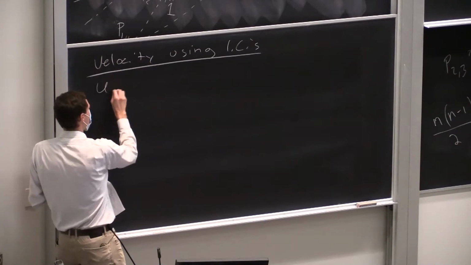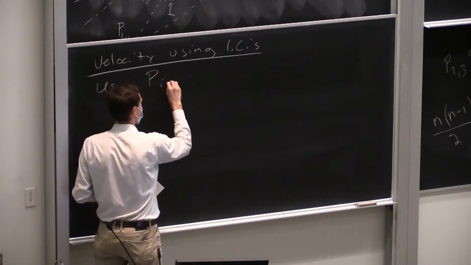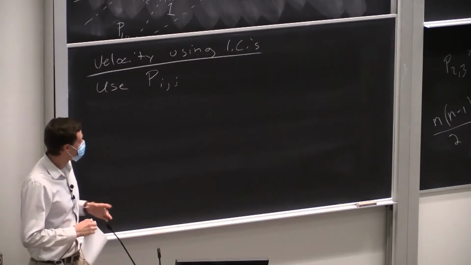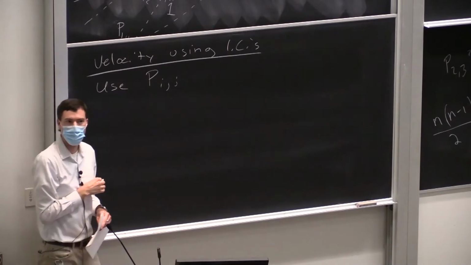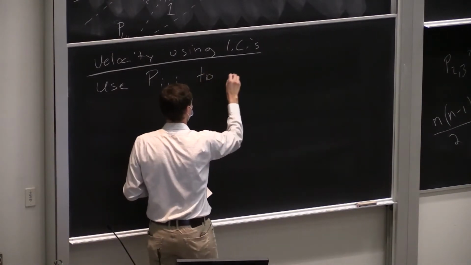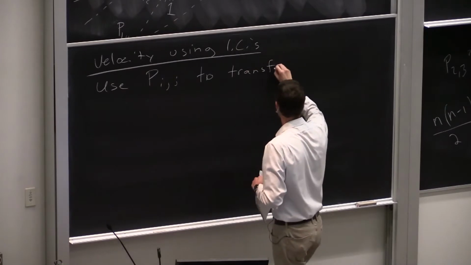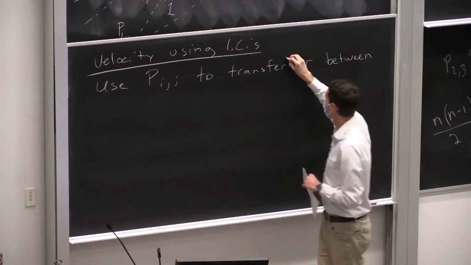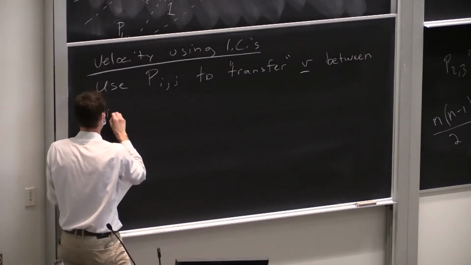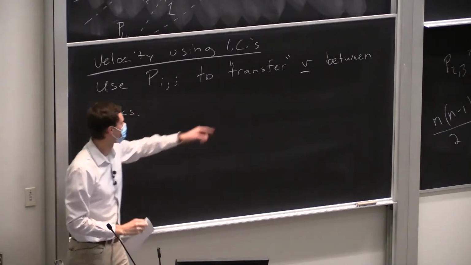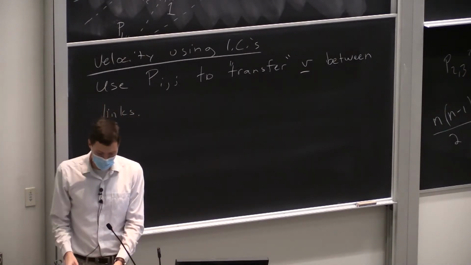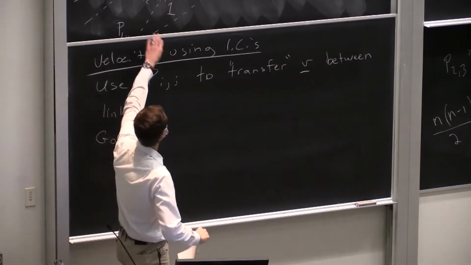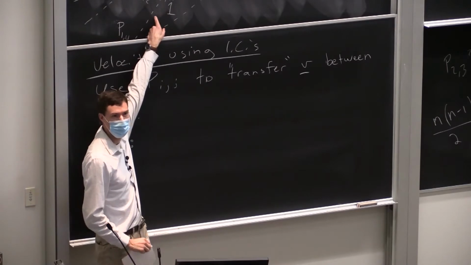Okay, so our method is going to be, we're going to use instance centers like Pij, connecting 2 links. And we're going to use that to transfer velocity between links. Okay, and I put transfer in quotes, and we'll see what that really means. But basically, our goal for velocity analysis is going to be something like, we're going to study this exact problem right here. This inverted slider crank.